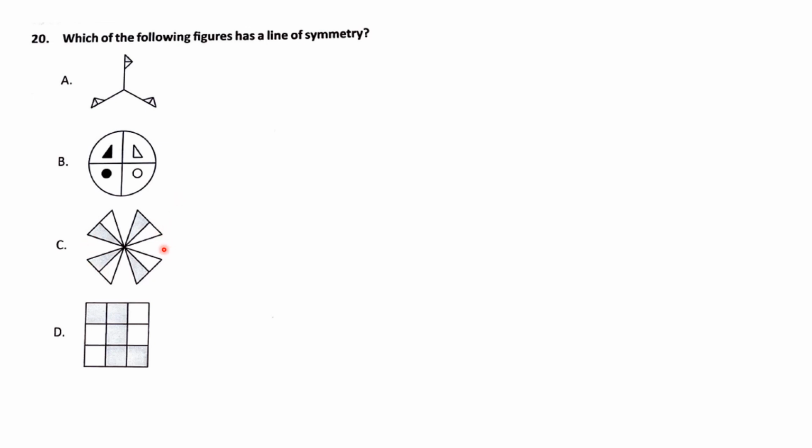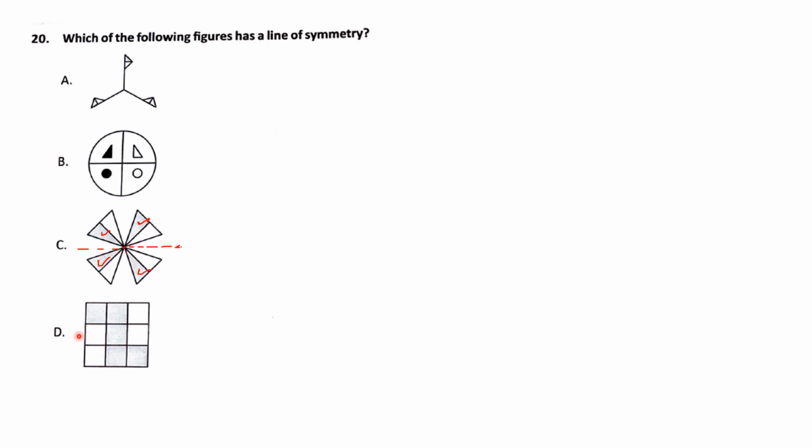Now in the third figure, if I draw the line of symmetry horizontally like this, isn't it? Then it will be having a line of symmetry. If you fold it, this part will coincide with here and this part will coincide with here. So it will be having a line of symmetry.